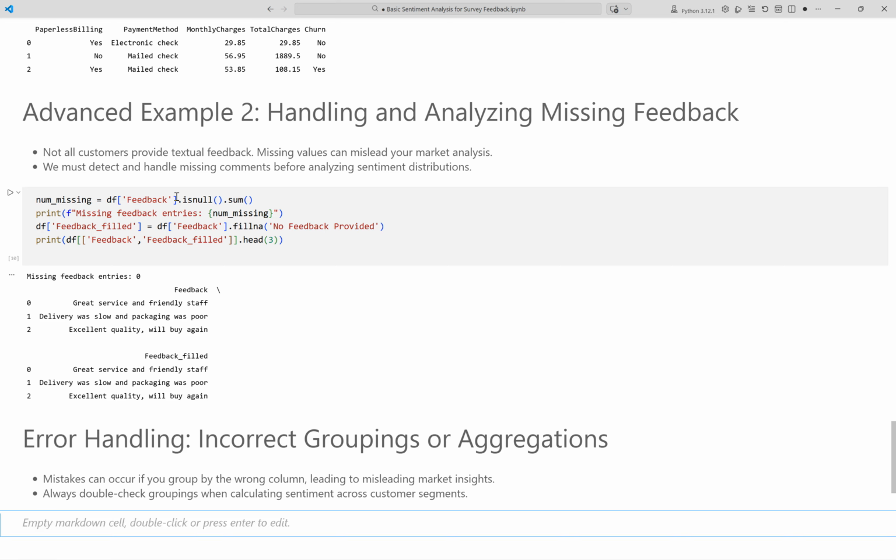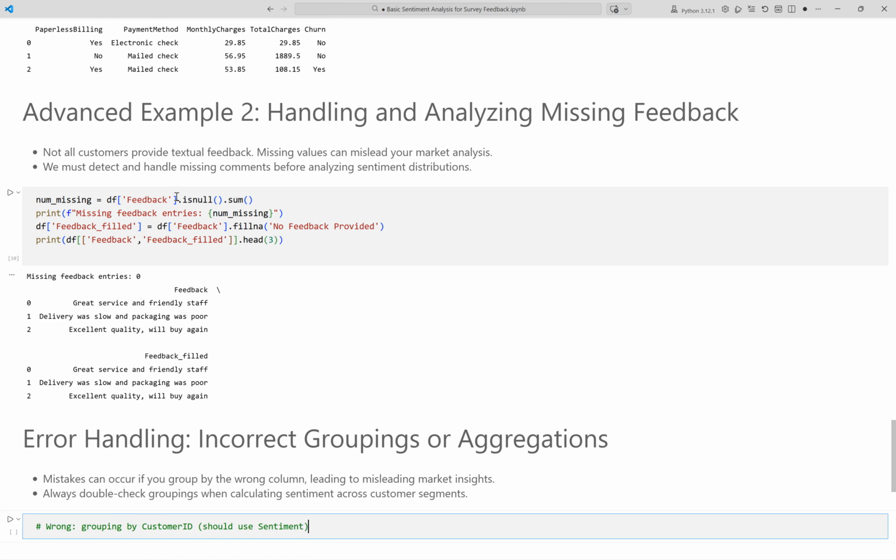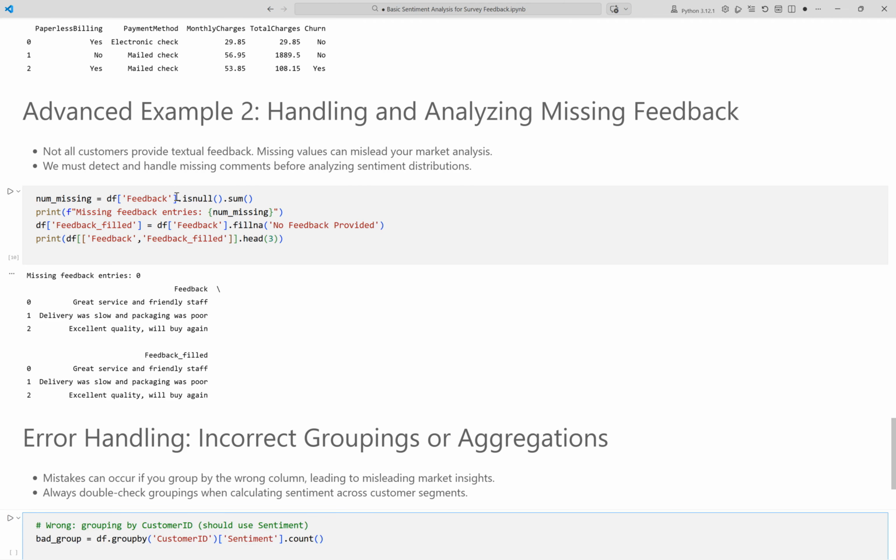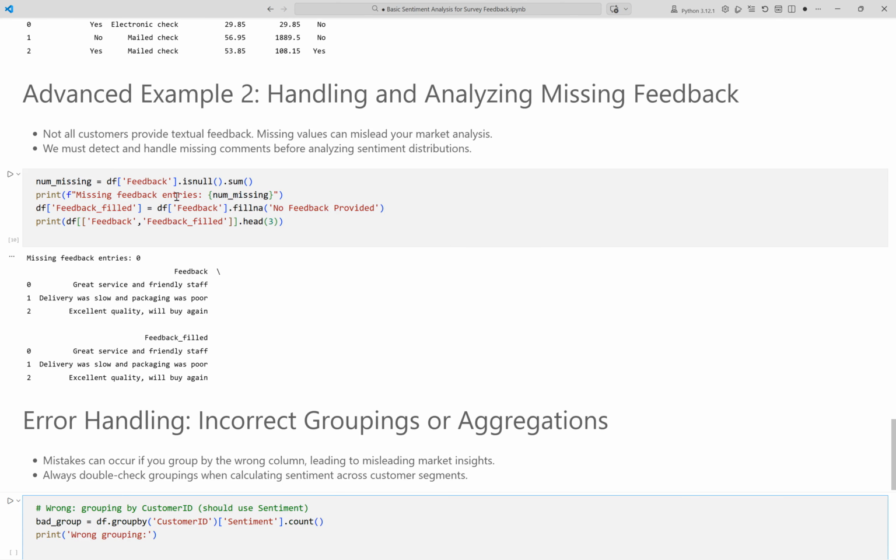We demonstrate a common mistake, grouping by unique IDs rather than sentiment labels. The first result is not useful for sentiment distribution. The second, correct grouping, gives the count of each sentiment for business analysis.